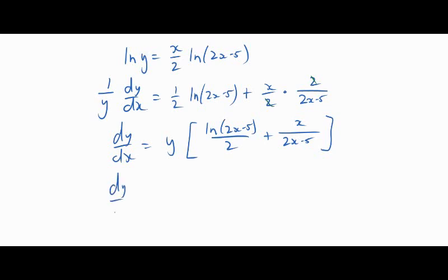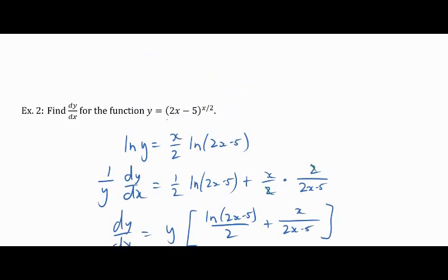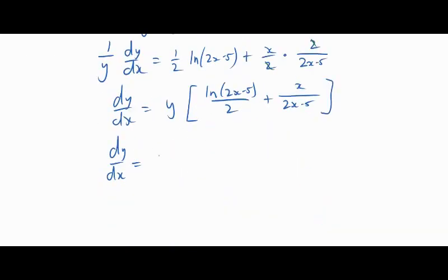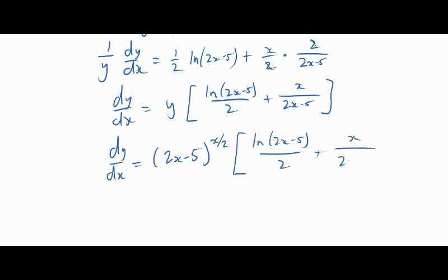So dy by dx equals, I sub in for y, which is what we were given here, so that I have an expression in terms of x. 2x minus 5 to the x over 2 times this whole big mess. And now I'm done.